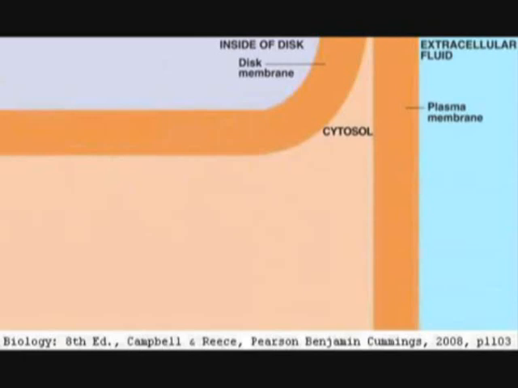The mostly horizontal orange bar represents the membrane of a rod photoreceptor disc. The light purple region lying above this disc membrane represents the region inside of the rod disc.